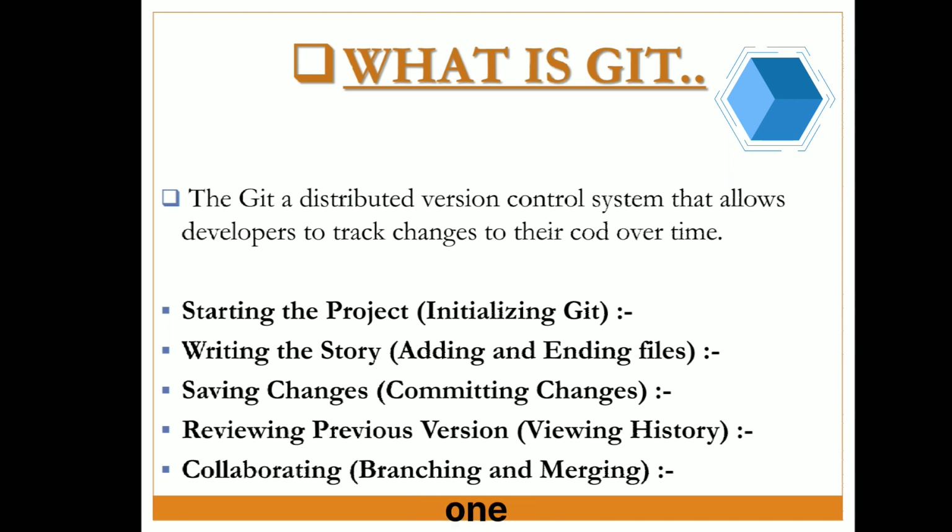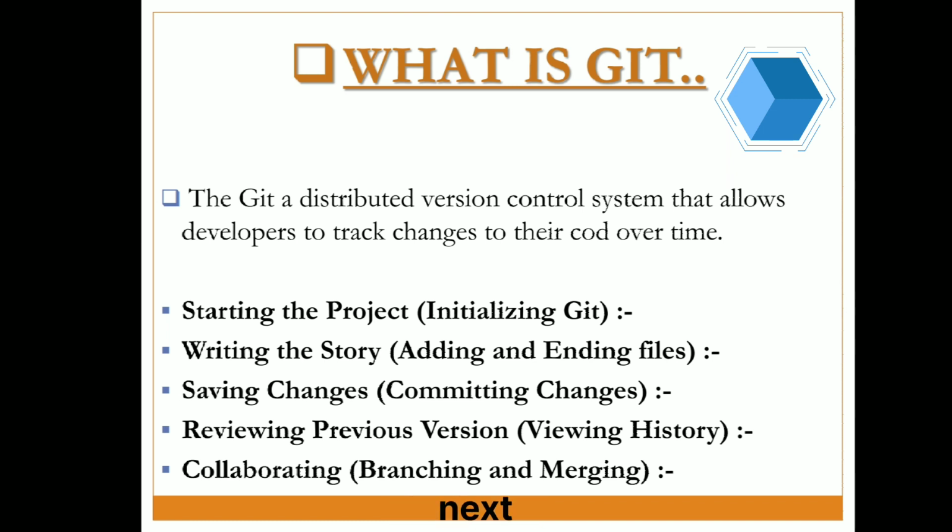The second one is story building, which is writing the story, adding and editing files. It is like each time you and your classmate write something new in the story, you jot it down in the notebook. This is similar to editing a file in the Git repository. The third one is saving changes and committing changes. It is like when you finish writing a section of the story or make a certain change, you decide to save it in the notebook. This is like committing changes in Git.